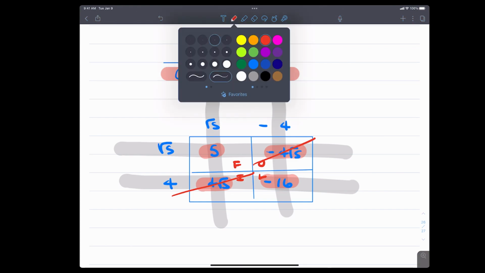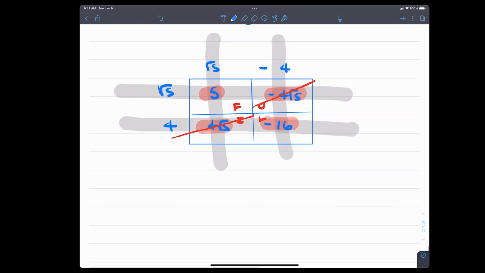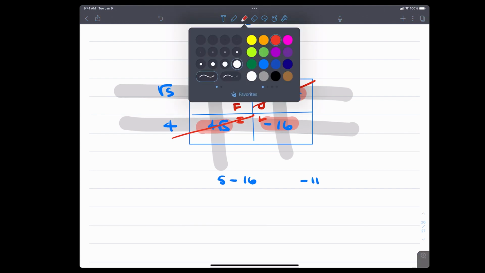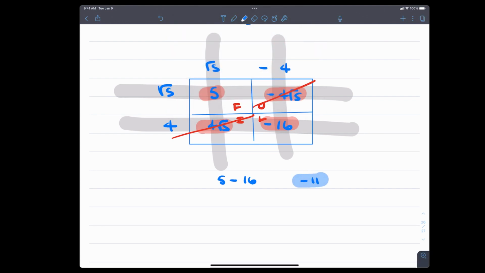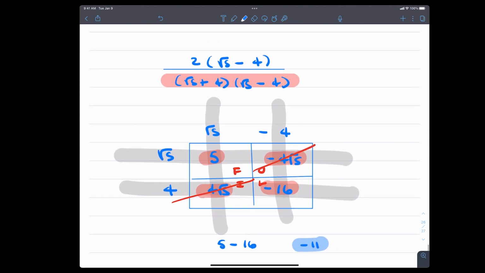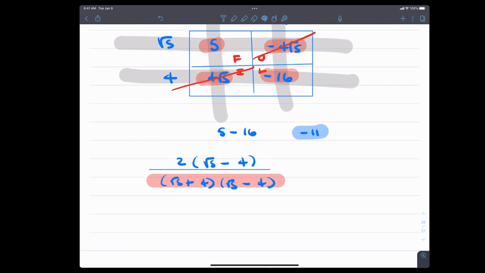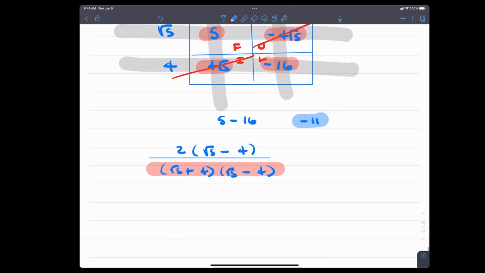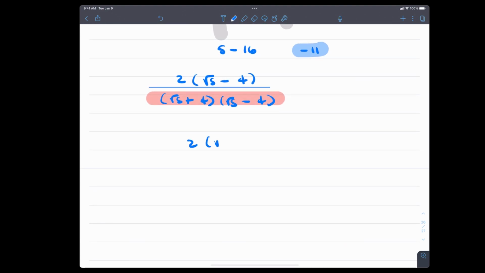And the denominator now is going to be 5 minus 16. What's 5 minus 16? Negative 11. Is that true? Okay. But that's your denominator. So the top here, this is 2 times the square root of 5 minus 4 divided by negative 11.